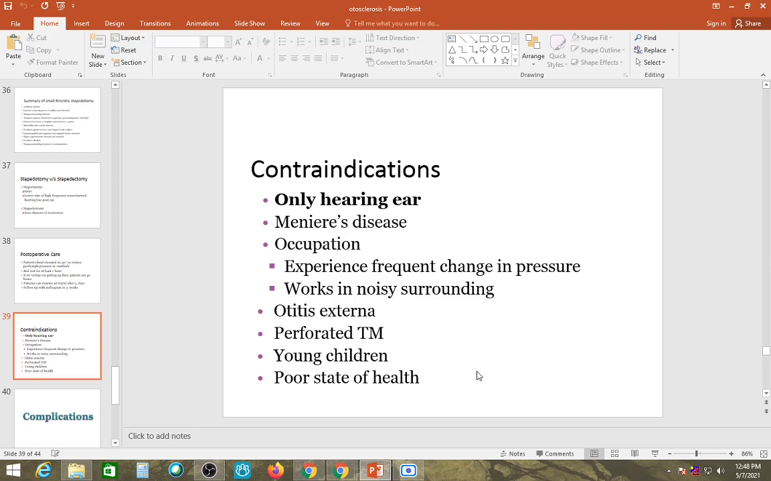Then if the person has Meniere disease, in the next class you will understand what Meniere disease is. It is regarding the fluid. Then occupations: those who work where they experience frequent change in pressure, work in noisy surroundings, otitis externa, perforated tympanic membrane, young children, poor state of health. Those patients are contraindicated for surgery.